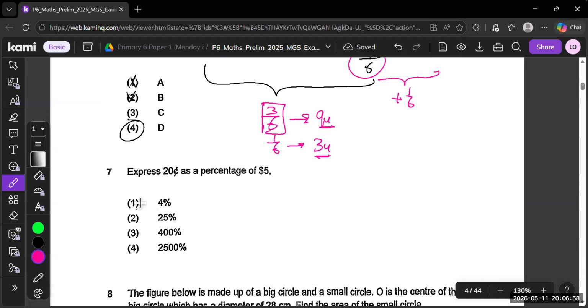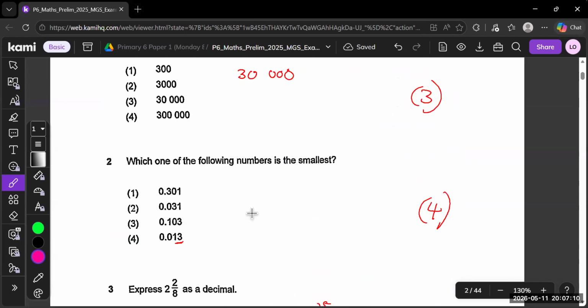Number 7. The answer is number 1. And to get your percentage, you must get your fraction. Okay, Nicholas, you just came in, so I'm just going to quickly go back, so that Nicholas can check the answers.